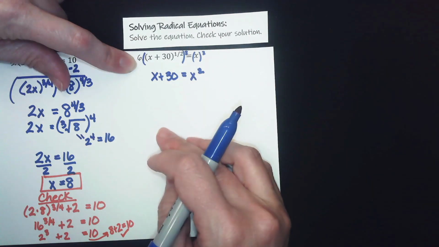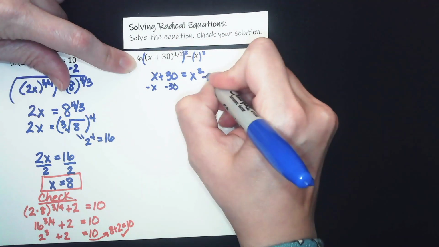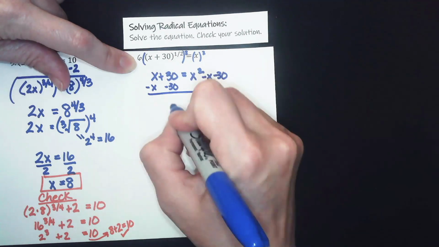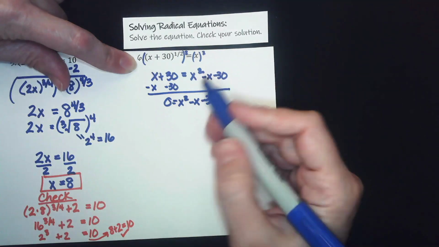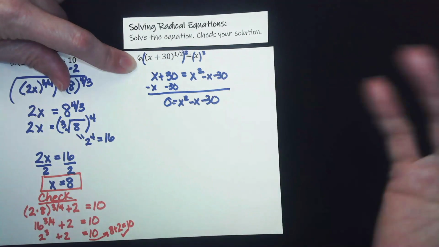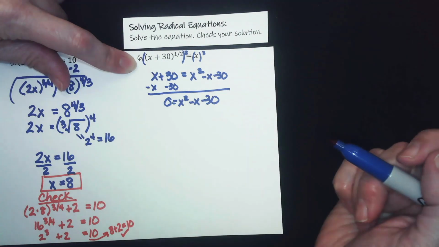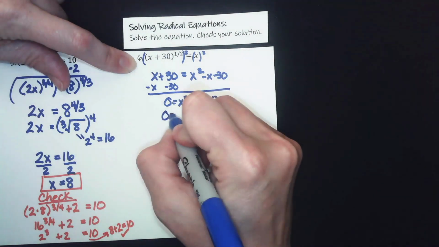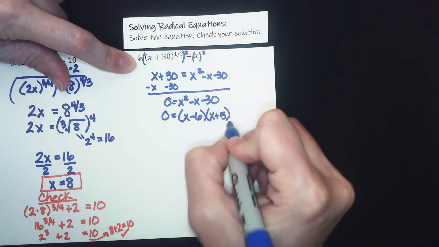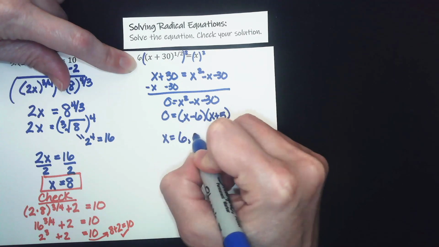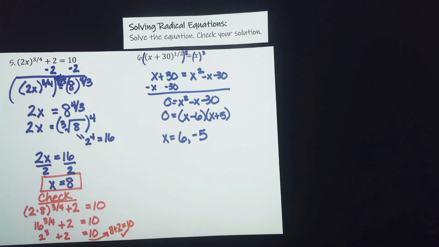So now I have a quadratic that I need to solve. So I'm going to get everything to one side, so I'm going to subtract x and 30. So that leaves me with 0 equals x squared minus x minus 30. Okay, and we solve the quadratic. Again, you can use any of the methods that we learned all the way back in chapter 3 of how to solve quadratics, or you can just factor this one. So let's see, it's x minus 6 times x plus 5. Okay, so when you solve for x, x is a positive 6 and a negative 5. All right, but we have to check both of those answers.